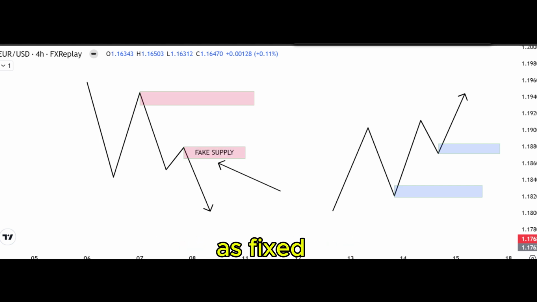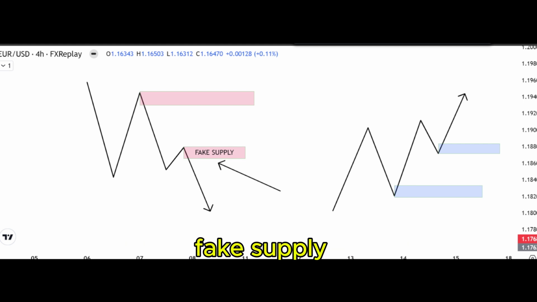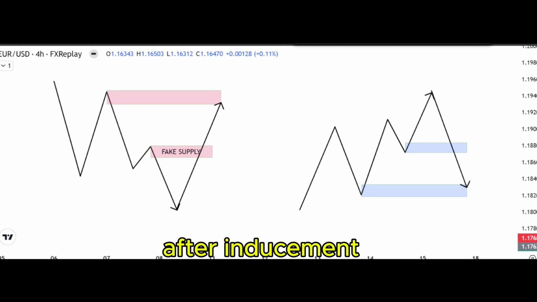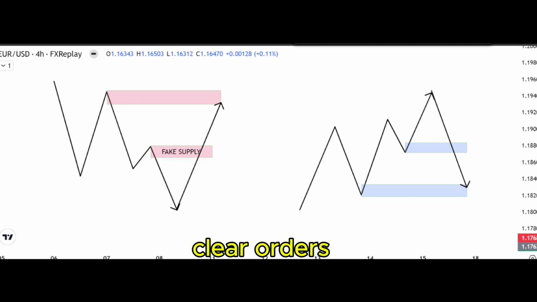We can label it as fake. Price will eventually take this supply to mitigate above this supply. Something like this. Inducing traders to take this fake supply and liquidate them to mitigate higher supply. After inducement, price comes back to the real zone and then mitigates clear orders. Then the true directional move happens.